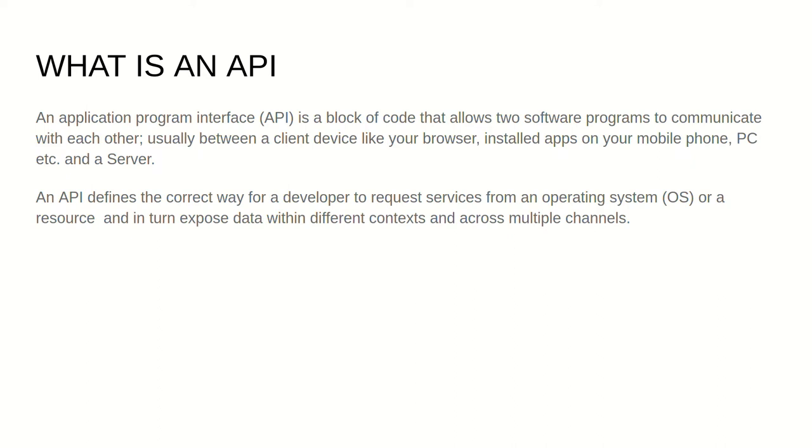So an API defines the correct way, or a clearer path, for a developer to request service from an operating system or a resource, and in turn data from this server is returned within different contexts and across multiple channels.